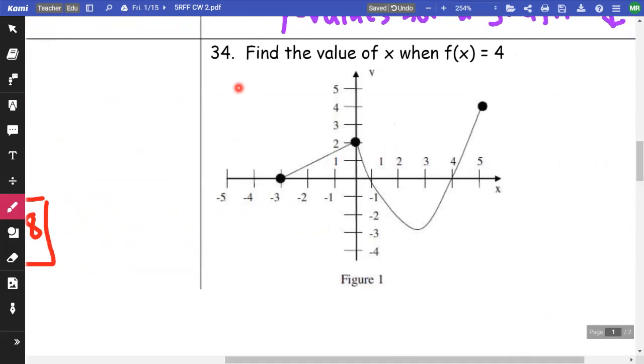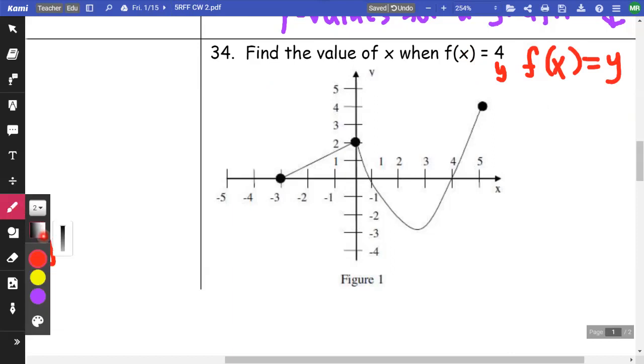On 34, you want to be careful with these problems. This is not like the f of 100 we did earlier. I knew before my x it was 100. Now this time I know my y. So remember that these equations, f of x is equal to y. So this is our y. I know my y is 4. So I'm going to go to 4 on my y.